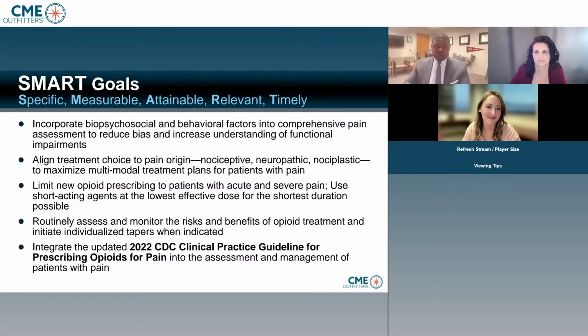Yeah, and I want to go over our SMART goals, really making sure that they're specific, measurable, attainable, relevant, and timely. Some of those goals are really incorporating biopsychosocial and behavioral factors into your pain care, aligning your treatment choice to pain origin, like we said, making sure that you're using the right treatment for the right patient, limiting new opioid prescriptions to acute and severe pain, and starting with other modalities early if you feel that's appropriate. And also routinely assessing and monitoring for the risks and benefits of opioids, making sure you discuss that with the patient, and initiating individualized tapers when that's indicated.